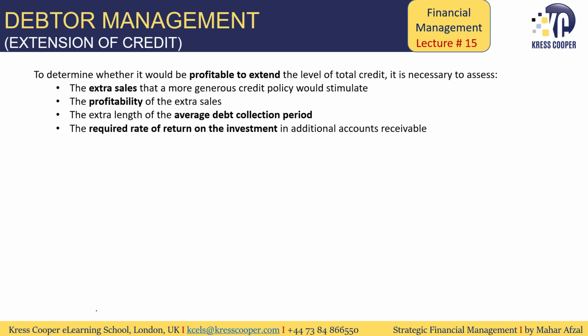Extension of the credit. Now the credit has been given to the customer and the customer is asking for an extension in the credit, or the company is thinking to change the credit policy. In case the company is thinking to change the credit policy, the company needs to look into the extra sales, incremental profitability, the average debt collection period, and the required rate of return on investment. So these will be the factors. Based upon this, the company will assess the need to change the credit policy or not. We will look into this in detail in the next example.